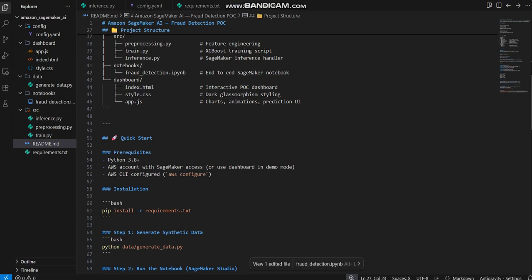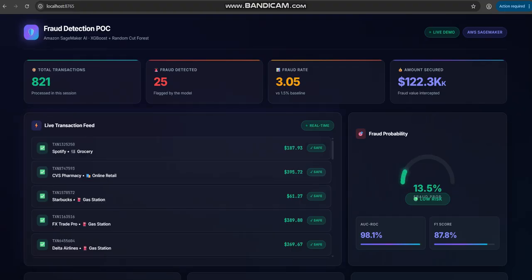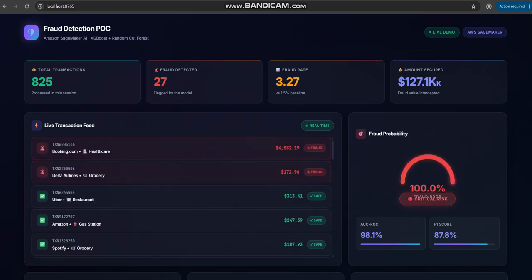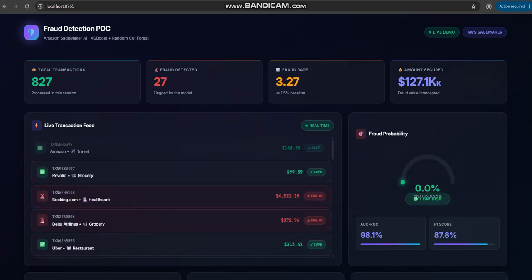For example, I have created a dashboard for it. You can see here, this is the fraud detection dashboard, for which we are using Amazon SageMaker XGBoost plus Random Cut Forest. Here it displays the total transactions, fraud detected, fraud rate, and amount secured. In the live transaction feed, every 1.5 seconds a new transaction appears.